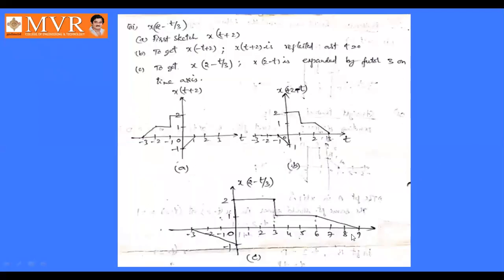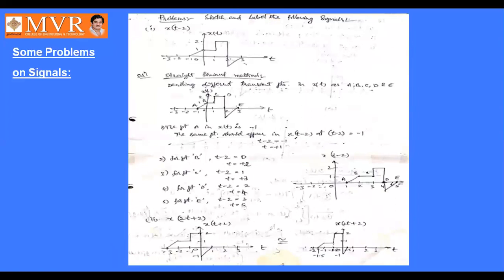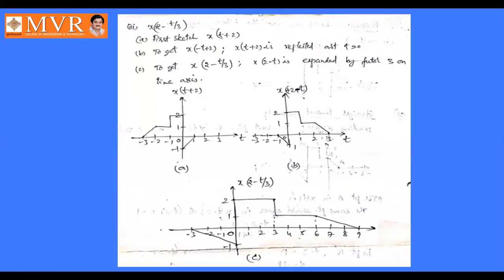Similarly, we can sketch x of 2 minus t by 3. Directly, 2 minus t by 3 with a located at minus 1, like that we can substitute the values, so that we will get x of 2 minus t by 3 like this.